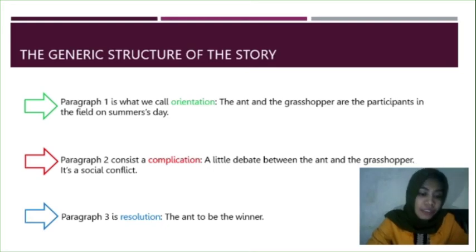The second paragraph describes a little complication. It's a little debate between the ant and the grasshopper. It happened when the ant collected some food for future stock, while the grasshopper thought it was nonsense. The story's complication is written based on a social conflict.